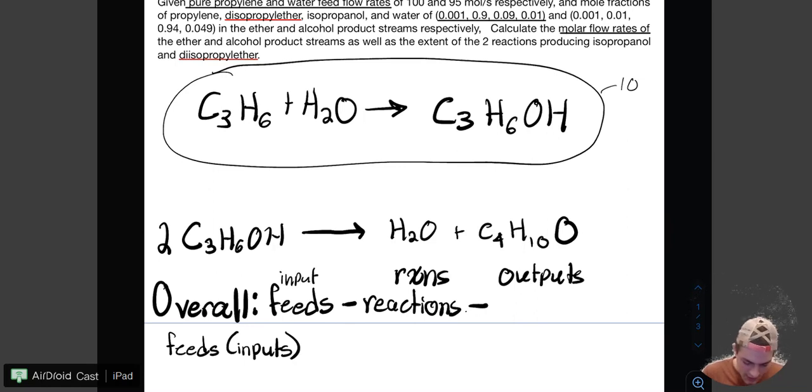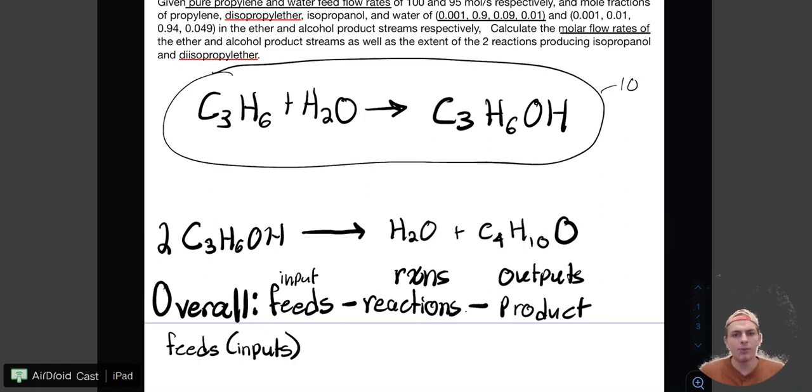Input is the feed, output is the product. And this makes sense. This is exactly what we did in our last material balance problems. So from here, all we need to do is make some assertions about the feeds, the reactions, and the products, and then we've solved this system. And we are given a bunch of those different things.